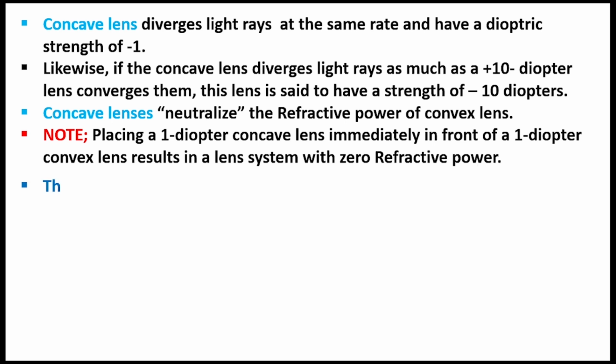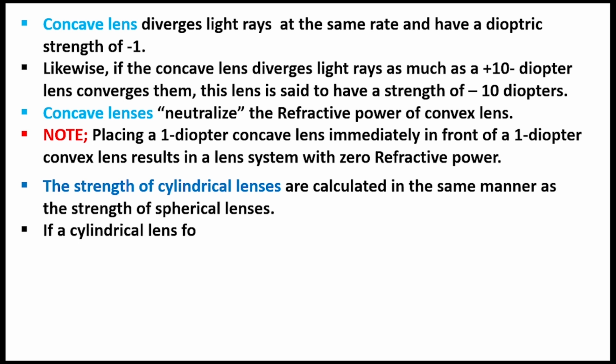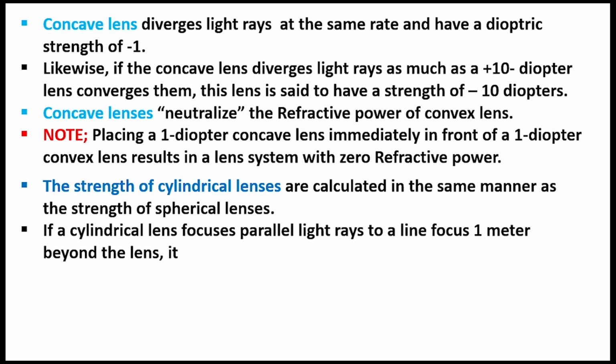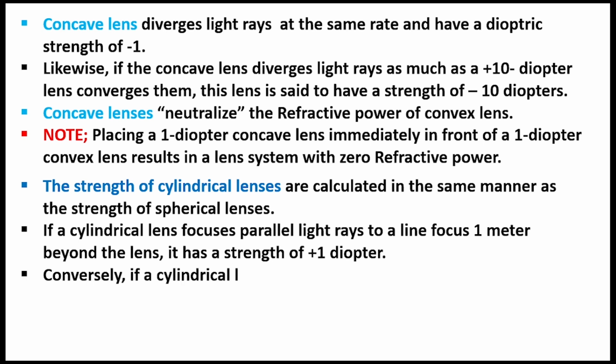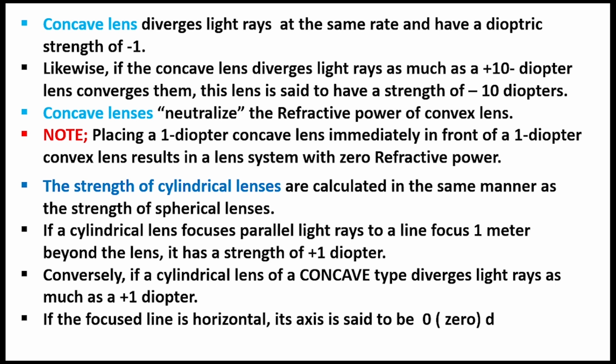The strength of cylindrical lenses is calculated in the same manner as the strength of spherical lenses. If a cylindrical lens focuses parallel light rays to a line focus 1 meter beyond the lens, it has a strength of plus 1 diopter. Conversely, a cylindrical lens of the concave type diverges light rays as much as a plus 1 diopter lens converges them. If the focused line is horizontal, its axis is said to be 0 degrees. If it is vertical, its axis is 90 degrees.